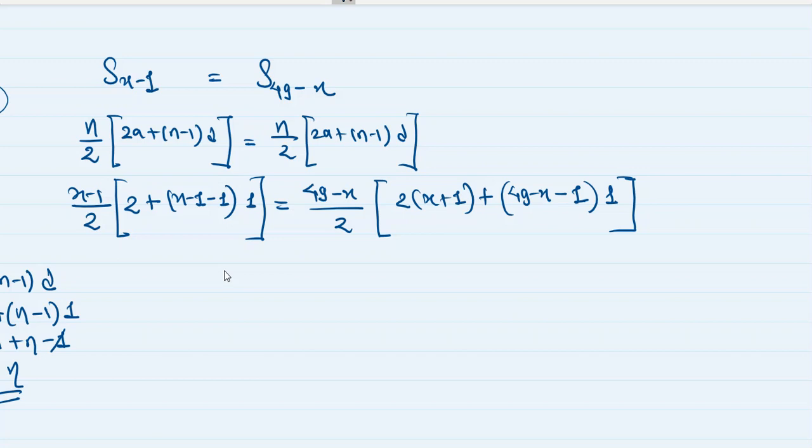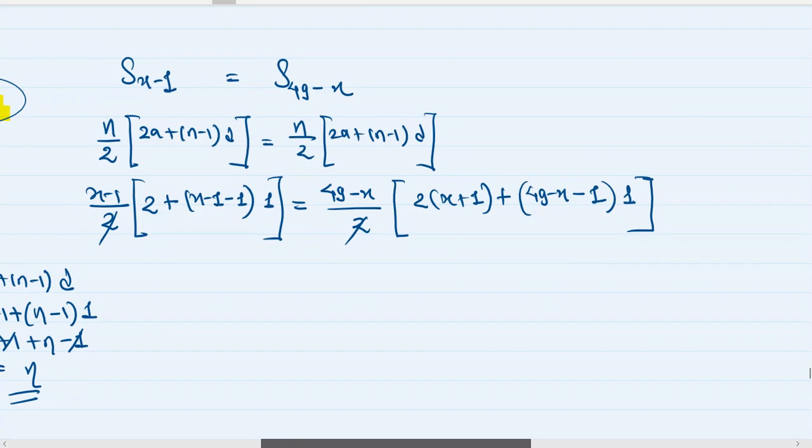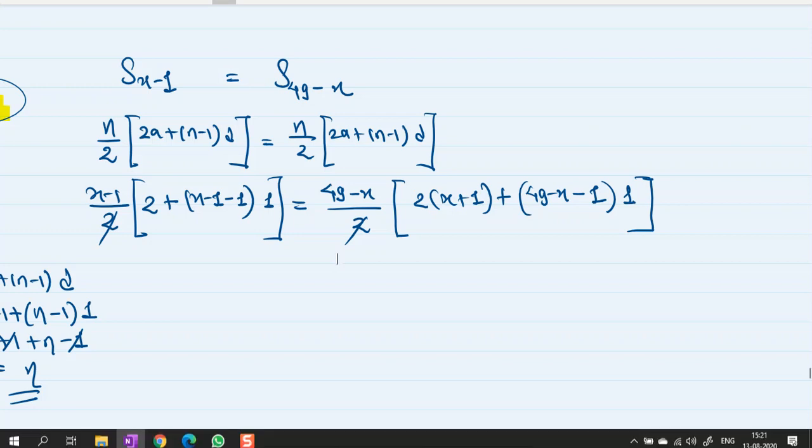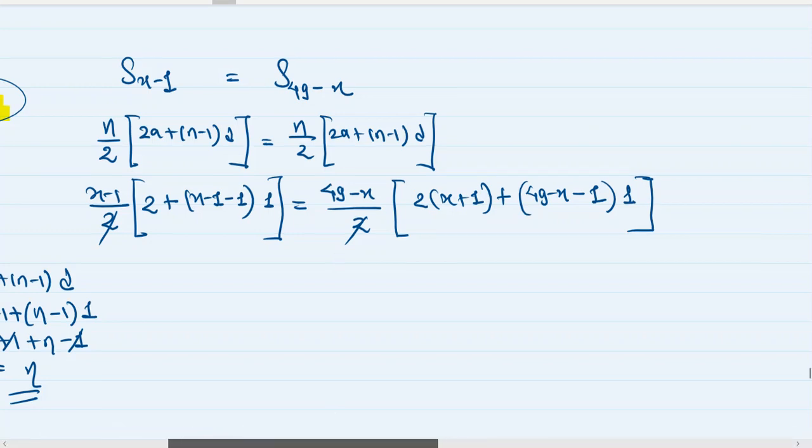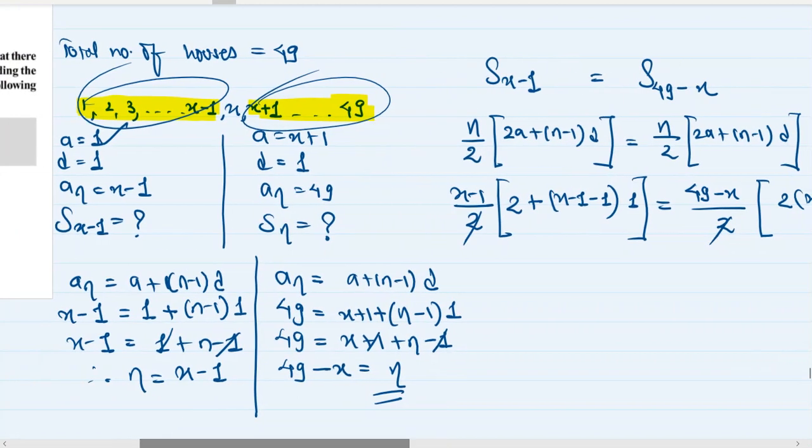Okay, so the first thing we'll do is cut this 2 on both sides. Now you need to solve this whole equation and find the value of x, which will give you the number of the house preceding and succeeding which the sum of all the numbers of houses will be equal. Okay, please pause the video and solve it. If you want, you can write the whole solution first and then solve it ahead.